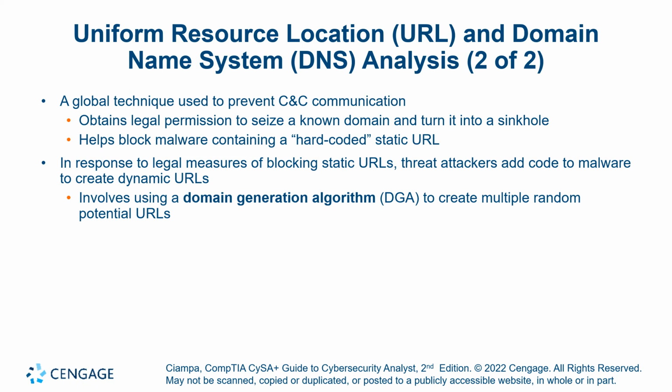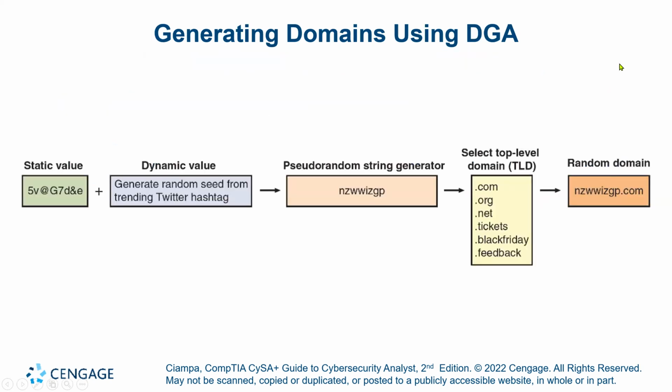In response to legal measures of blocking static URLs, threat attackers add code to malware to create dynamic URLs. This involves using a domain generation algorithm, or DGA, to create multiple random potential URLs. So, you know, anytime they create a new thing when it comes to law enforcement, there's always going to be a threat actor that figures out a way around it. So this is how you generate domains using a DGA. There's your static value, and then you add your dynamic value: generate random seed from a trending Twitter hashtag is what they've got on here, and then a pseudo-random string generator, and then select top-level domain, and then you've got your .com, .org, .net, tickets, Black Friday, feedback, whatever, and now you have your random domain. Does that make sense to everybody? It's actually pretty slick.